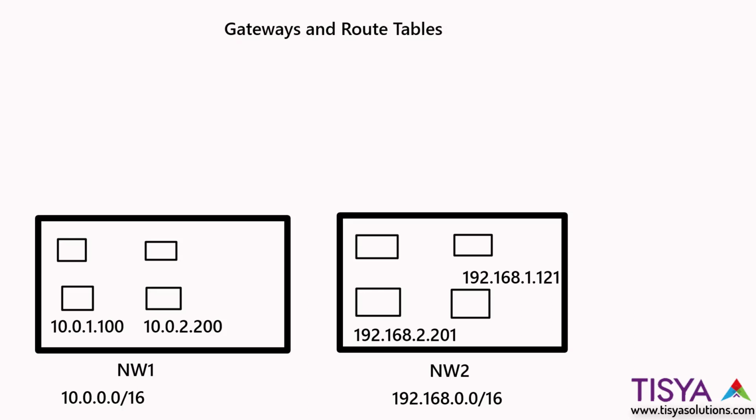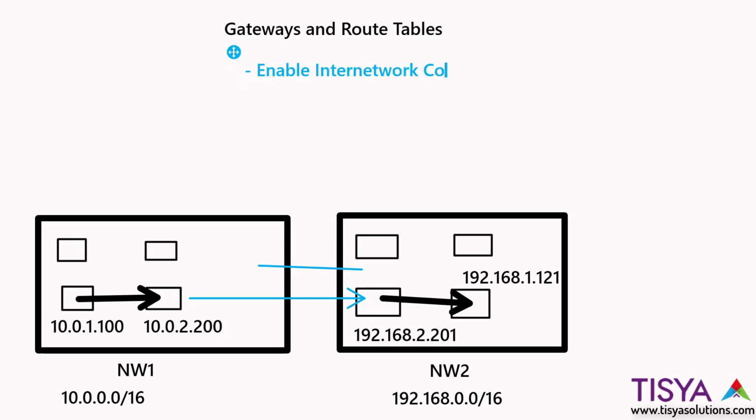Now, please remember, a computer within a network might want to talk to another computer within the same network. It will have the connectivity in place because they are all within the same network. Whereas, if a computer in one network wants to talk to a computer in another network, first of all, we need to have the connectivity between these two in place. In order to enable connectivity between networks, we make use of gateways and route tables. So these enable inter-network communication.